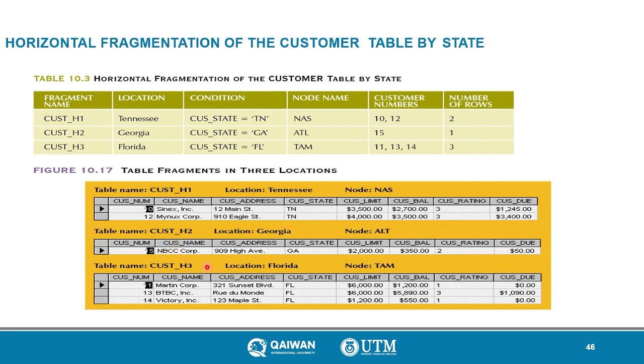Now the customer H2 location is in Georgia. The node is ALT, the node is TAM, and the node is NAS for this one, Tennessee. And for Florida, the table names are customer H3, H2, H1.